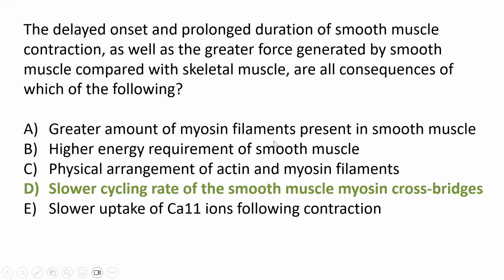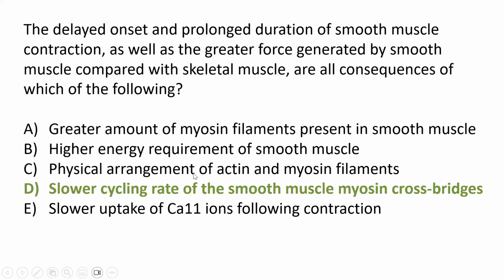Okay, greater amount of myosin filaments present in smooth muscle. That is wrong. Actually, we have more myosin filaments in skeletal muscle because we have more sarcomeres, or contractile units, in skeletal muscles compared to smooth muscles. Higher energy requirement for smooth muscle? That is wrong again, because of latch contraction or tonic contraction. It can contract for a prolonged period of time with low energy wastage, or expenditure.